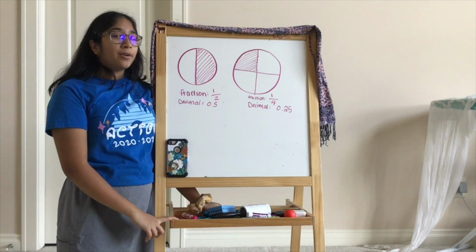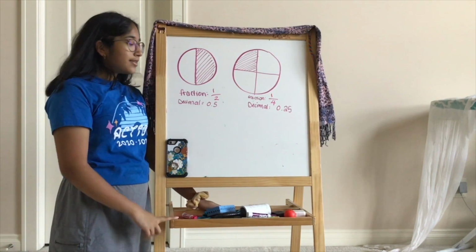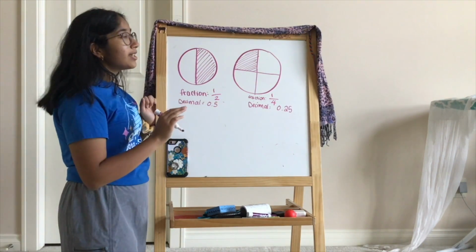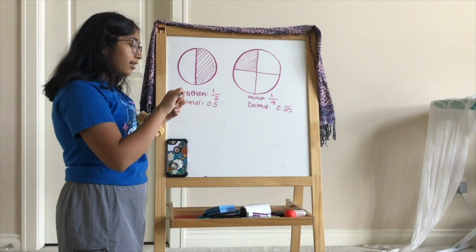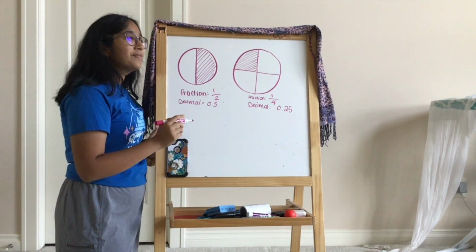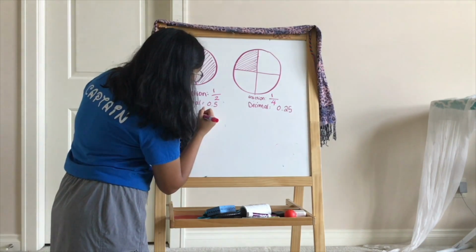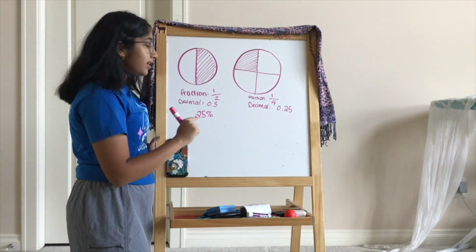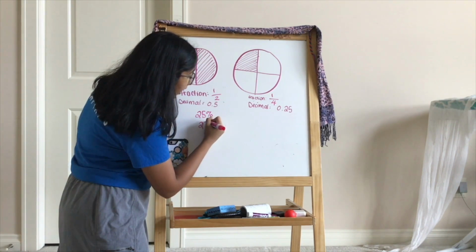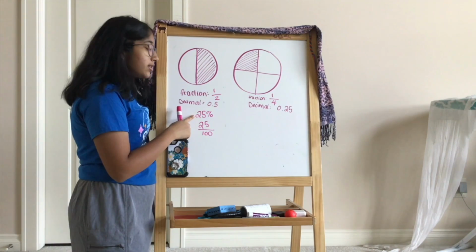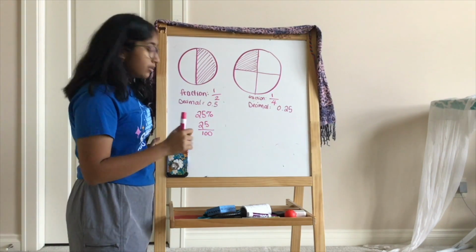Now let's talk about percents. So a percent is a special way to write a fraction. We use percents all the time in daily life, like for taxes and to know how much something is on sale in a store. So if we have the percentage 25%, this means that we have 25 out of 100. Percents always take their number out of 100.